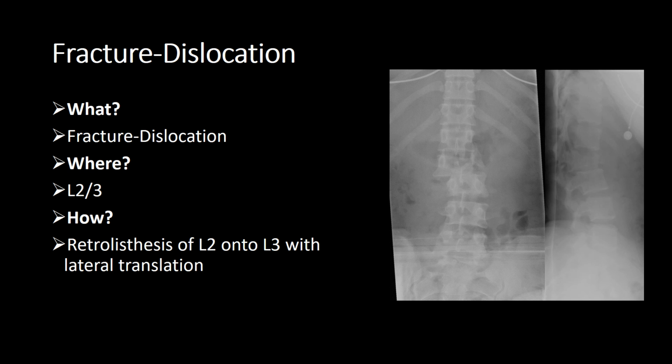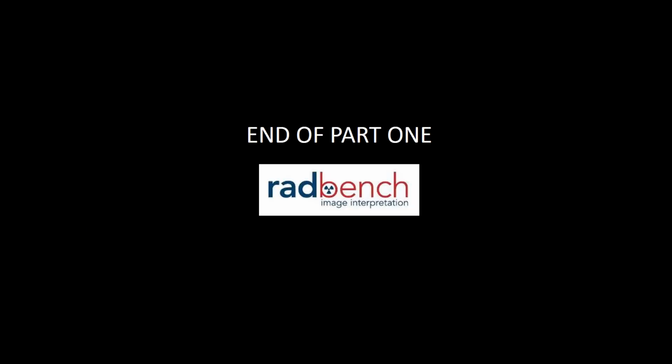So what is it? It's a fracture dislocation. Where? L2-3. How? Retrolisthesis of L2 onto L3 with lateral translation. We've come to the end of part 1 and I look forward to chatting to you for part 2.